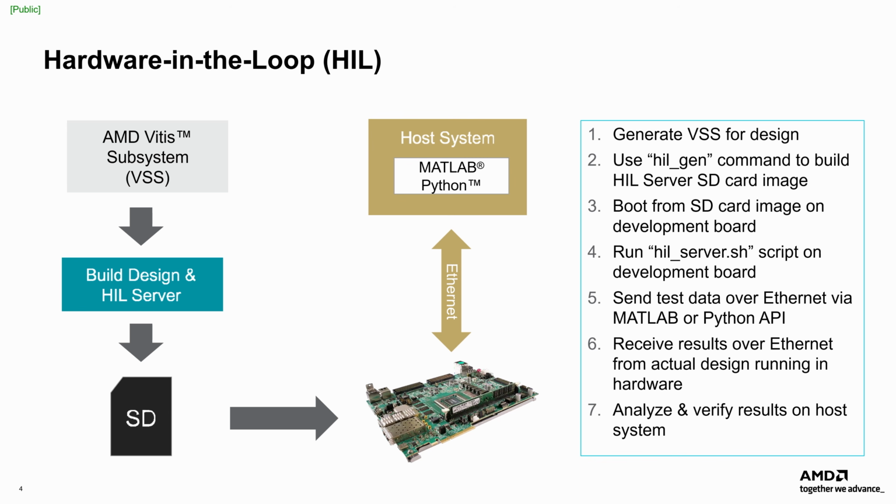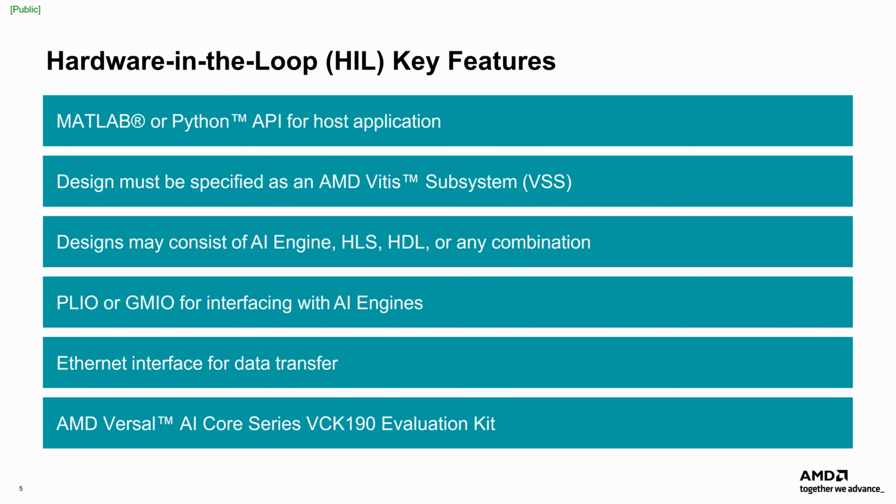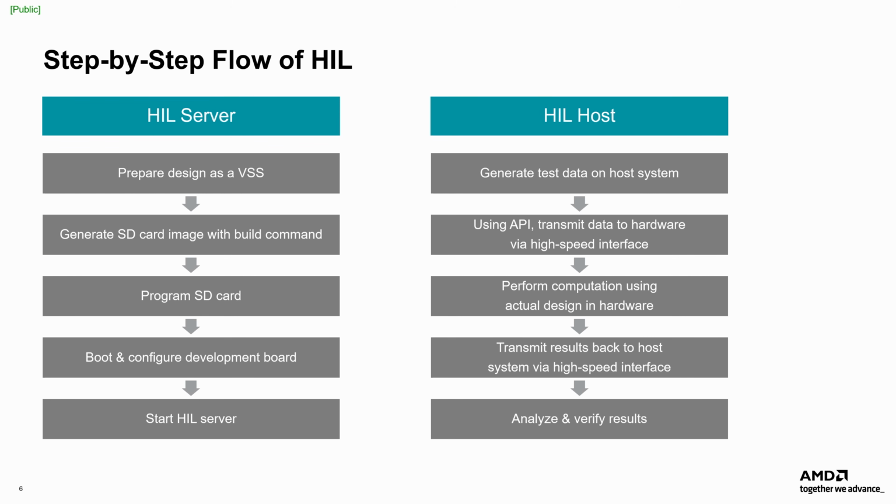The hardware processes the incoming data in real time, and the results are returned to the host system for analysis and verification. By combining real hardware execution with host-based analysis tools, Hardware in the Loop enables faster and more realistic verification of heterogeneous designs. To better understand how this works in practice, let's look at the overall workflow of Hardware in the Loop. The workflow consists of two primary components, the HIL server and the HIL host.